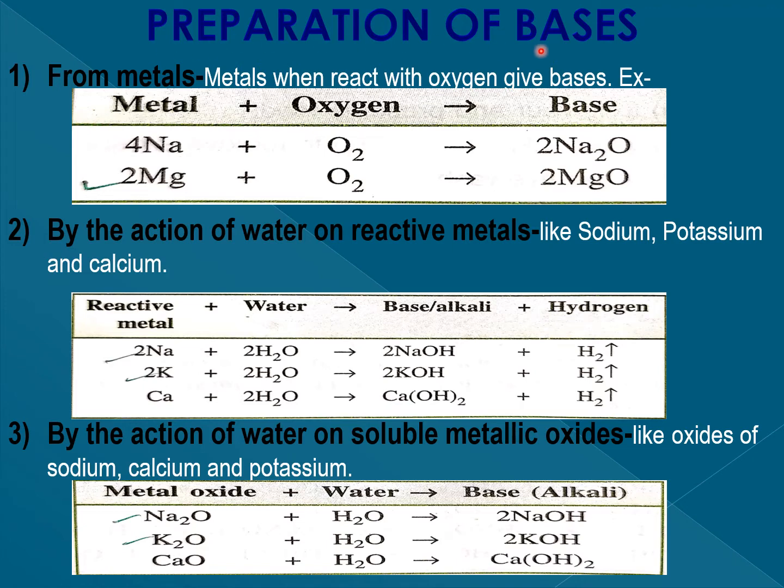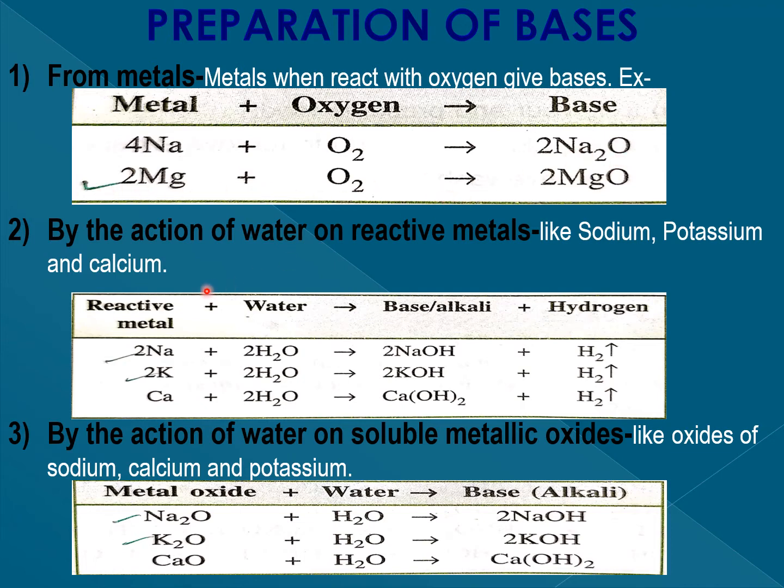Learn how to prepare these bases. We can prepare bases from metals, with the action of water on reactive metals, and also the action of water on soluble metallic oxides. Now how would you prepare bases from metals? When metals react with oxygen they give bases, like sodium burns in air to form sodium oxide and magnesium burns in air to form magnesium oxide.